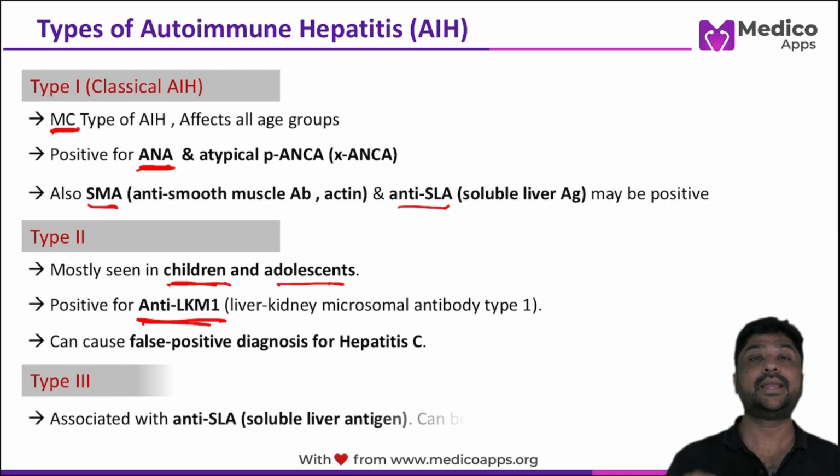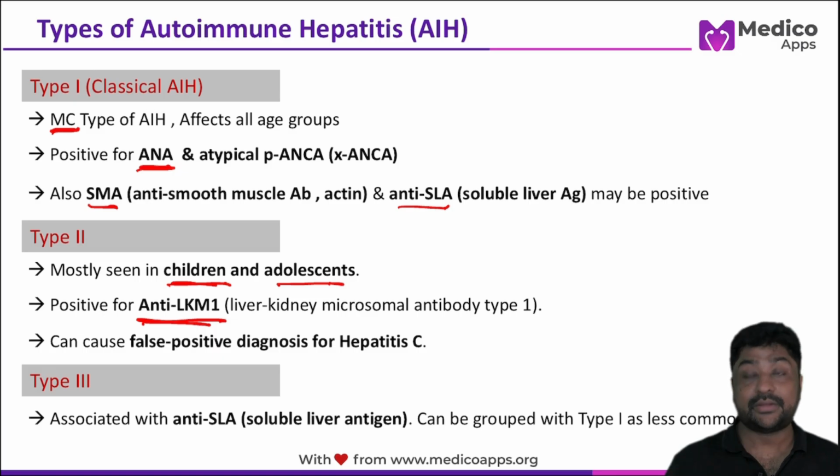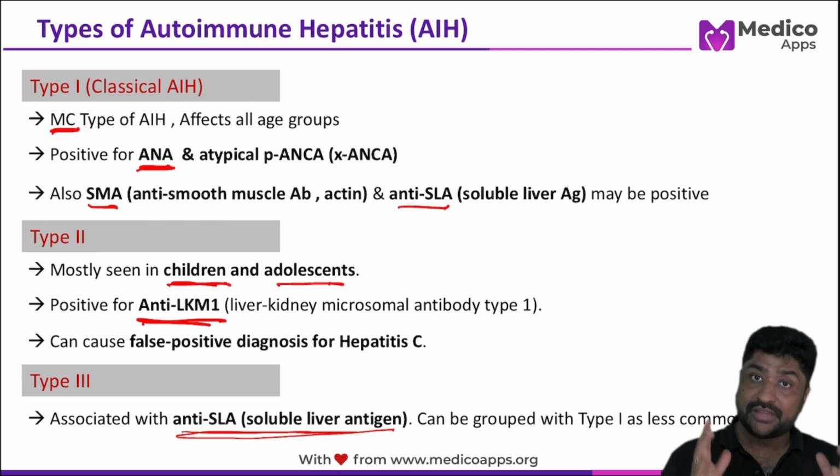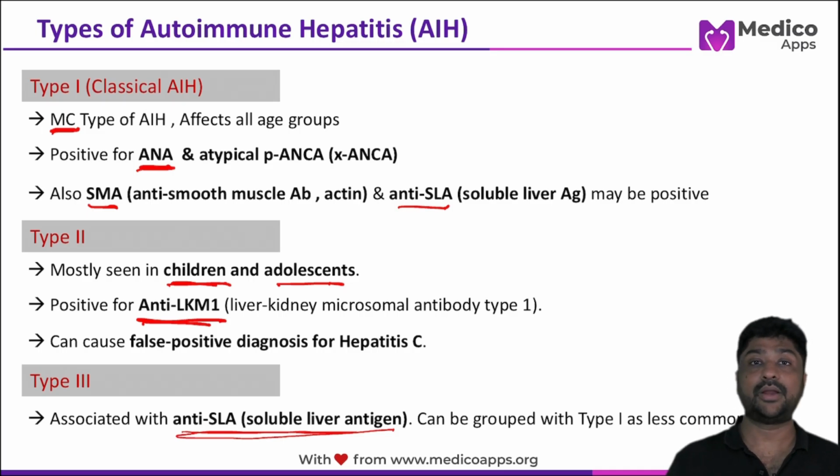Type 3 AIH. This is a bit of a gray zone. It's characterized by the presence of anti-SLA antibodies, similar to what we sometimes see in type 1. Because of this overlap, some researchers group type 3 with type 1, but you should still know the name for the sake of exams. It's less common and again may overlap clinically and serologically with type 1.